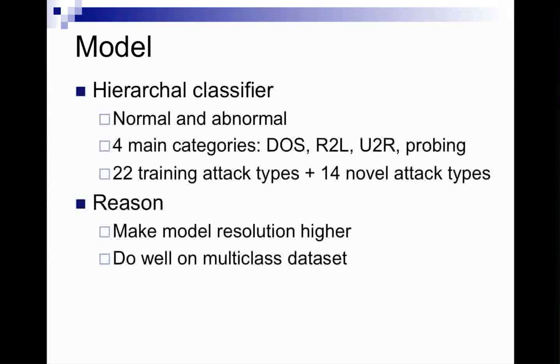So my model is a hierarchical classifier. There are basically 3 levels. The first level is normal and abnormal. The second is 4 main categories: DoS, R2L, U2R, and probing. And third is my prediction value. 12 training attack types plus 14 attack types that only exist in the test dataset.